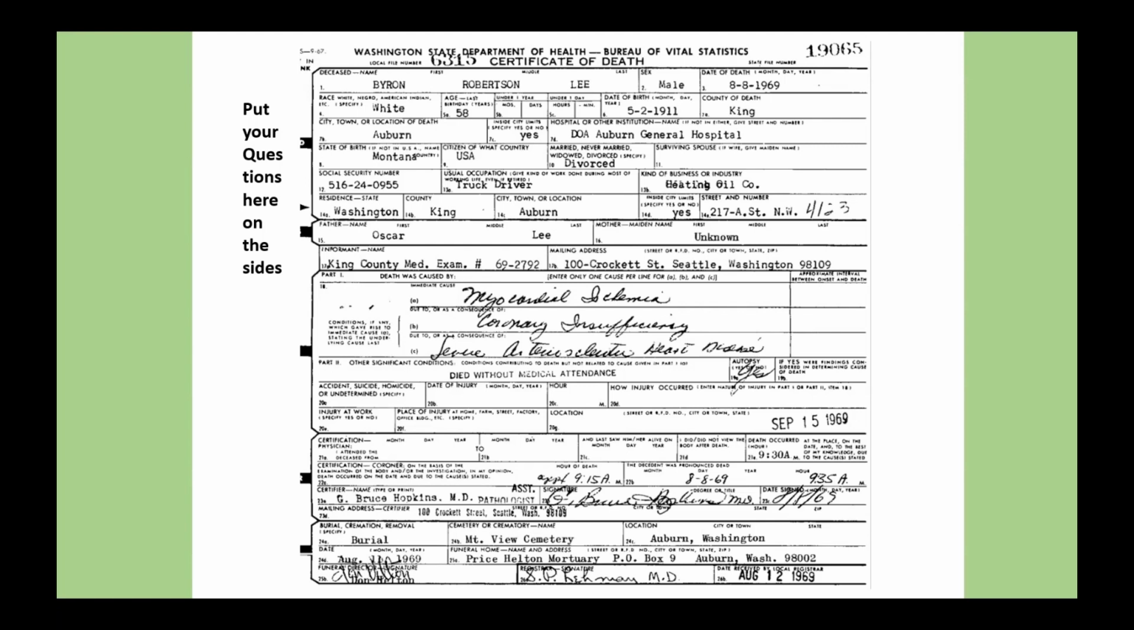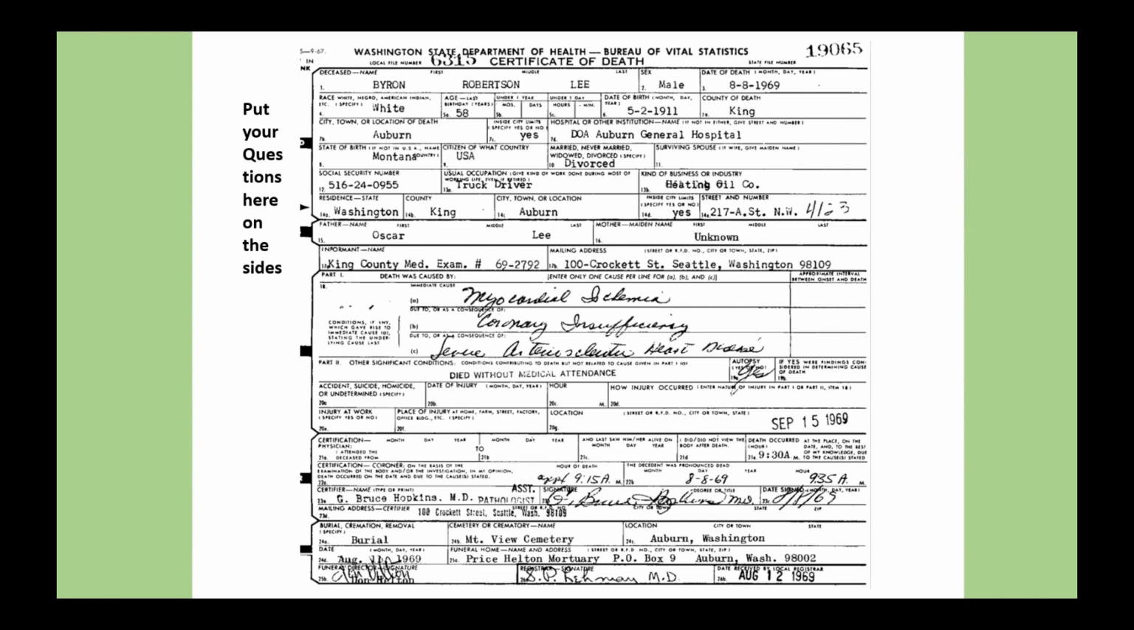And the informant, wow, look at this. It wasn't a family member. It was the King County Medical Examiner person. They have a number out there. He died in 1969, by the way. So we know that 69 with that number indicates the year. That's in Washington.